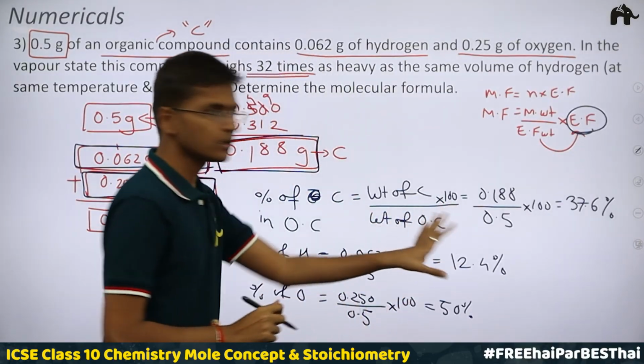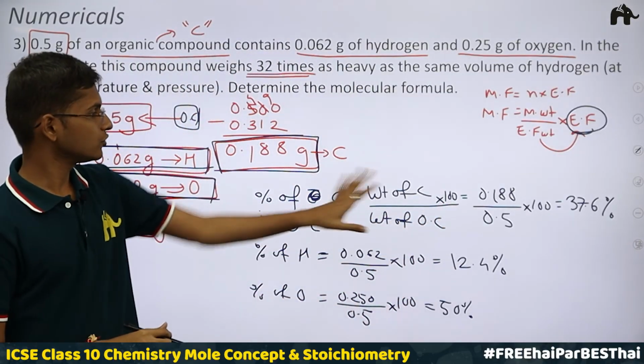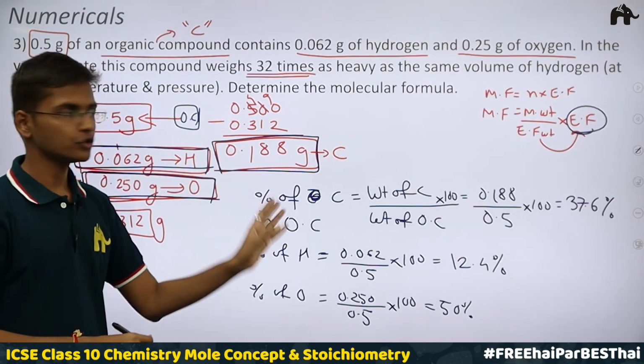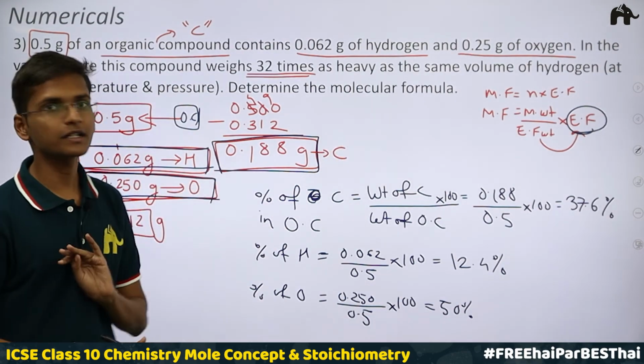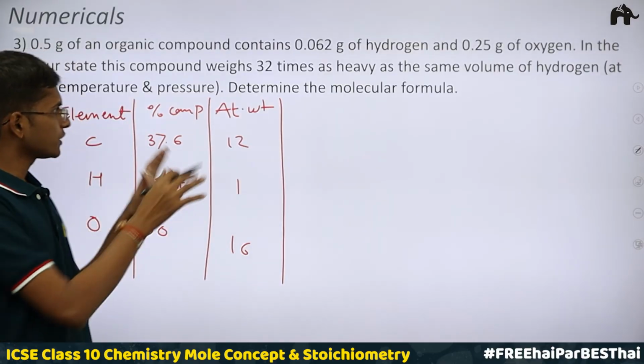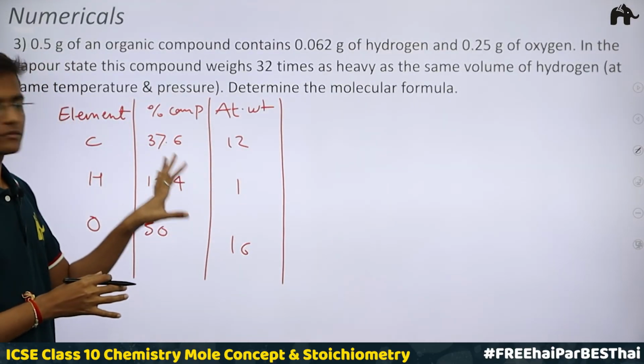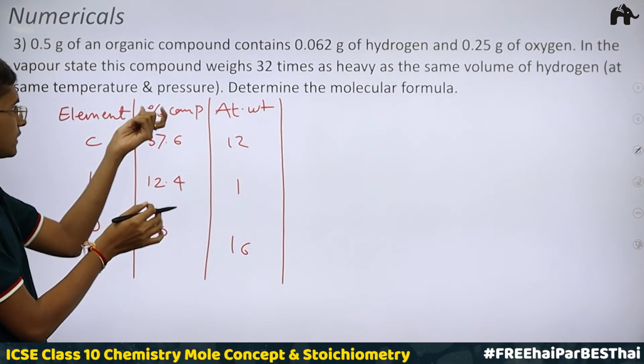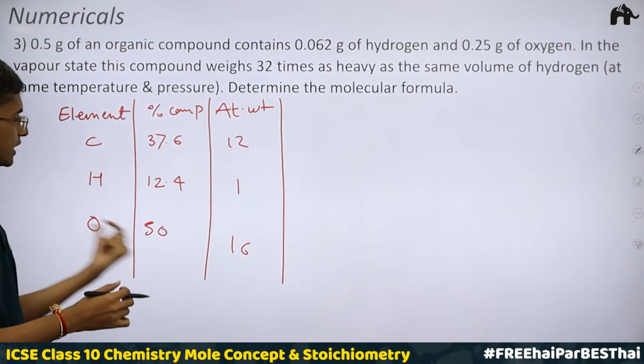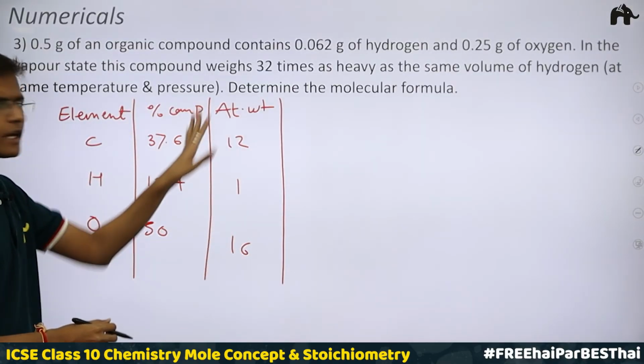Okay, let's now proceed further. Now we know the percentage by weight of each element, we know their atomic weights. Now let's find out the empirical formula. Okay, understood? I have just written this basic information which we have reached so far: the percentage by weight of each element we have just figured out, and the atomic weights as we all know.